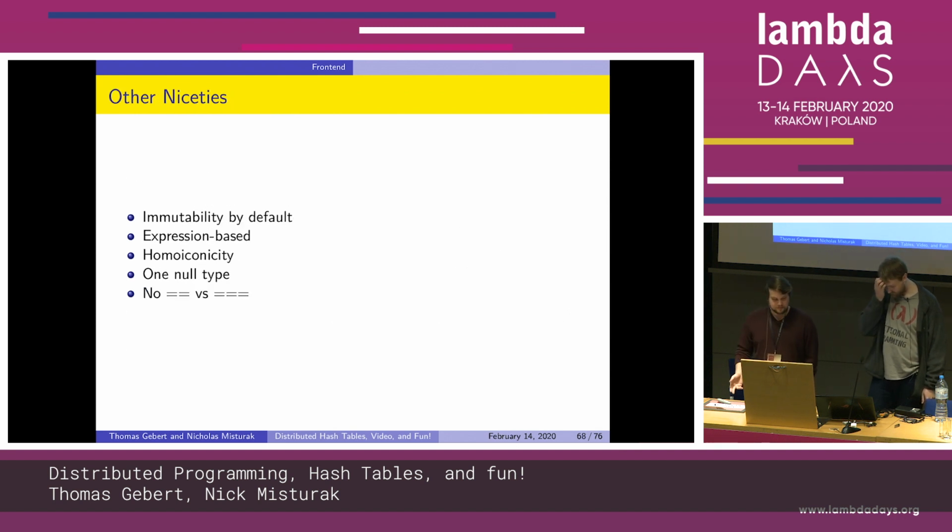Other niceties that come from ClojureScript: immutability by default. As I already mentioned, it's expression-based, so you don't have to worry about the expression versus statement dichotomy in the language. Homoiconicity, so it's really pleasant that the entire program is written in data structures native to the language. The other thing is it throws out the junk of JavaScript programming. There's only one null type in the language. There's not this crazy dichotomy of triple equals versus double equals, which hopefully most people in the room don't even know about. You don't want to know, I guess, is the point of that.